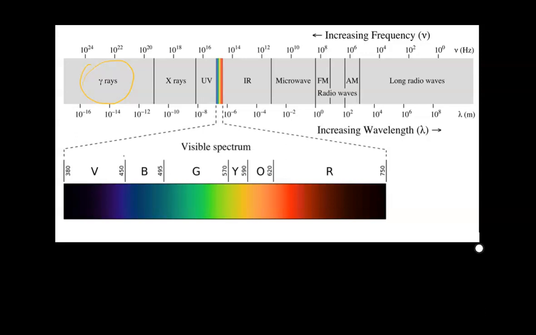Gamma rays go up to 10 to the minus 12. X-rays have a range of about 10 to the minus 10. UV is 10 to the minus 8. Visible light is 10 to the minus 7, and it, of course, has the range Roy G. Biv. Infrared has a range of 10 to the minus 4. Microwave has about 10 to the minus 2. Radio waves 10 squared. And, of course, TV waves, radio waves, which go up to 10 to the power of 6, 10 to the power of 8.